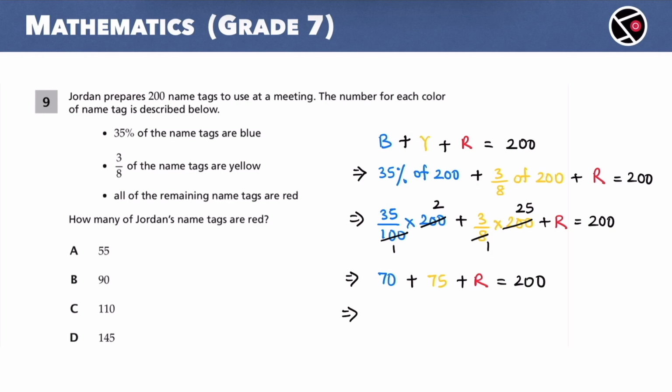70 plus 75 is 145, plus R is 200. R is 200 minus 145, which equals 55. A is our choice.